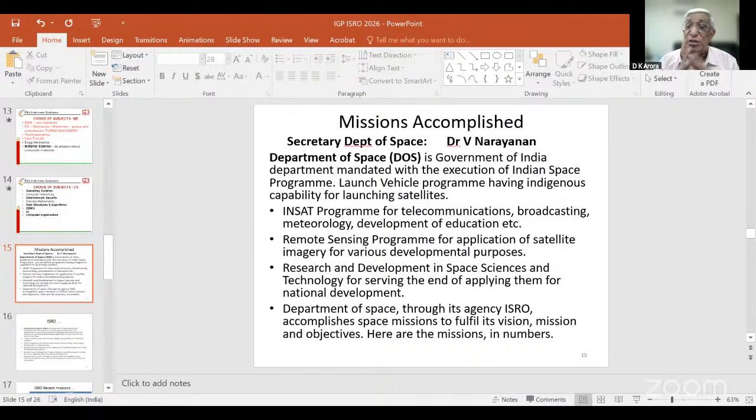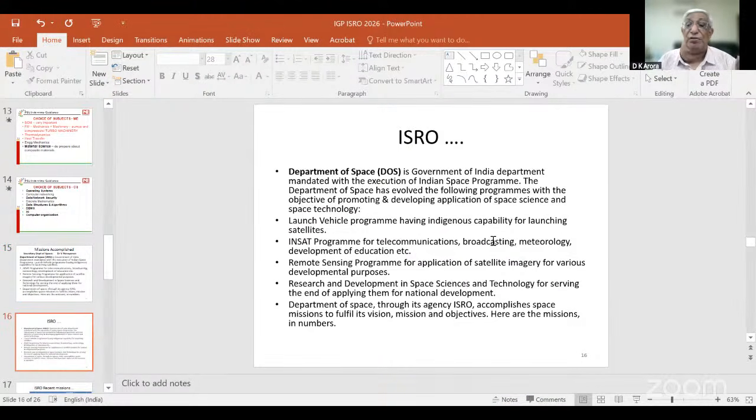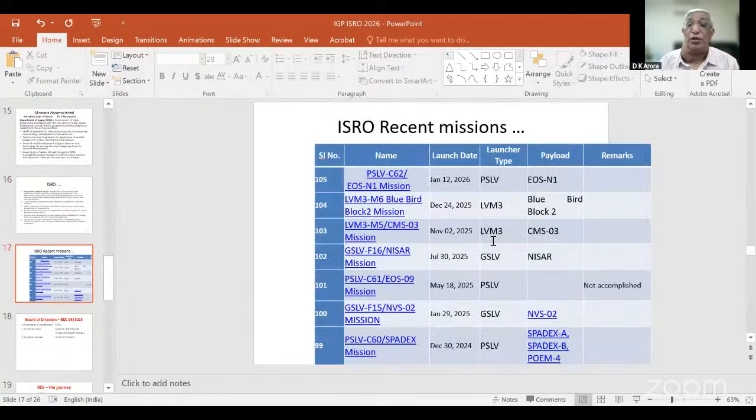Then ISRO accomplishes the space missions, the mission to moon, lunar missions. They are all under the aegis of ISRO only, right? The various missions that have been completed. Again, some more details about ISRO. I'm going to be sharing the contents of this slideshow also, right? I'll convert it into a PDF and send it to you. The recent missions of ISRO have been listed in this particular slide. I'm just displaying it. If you want to take a screenshot, you can take a screenshot. Otherwise, they are going to be shared with you by way of mail.